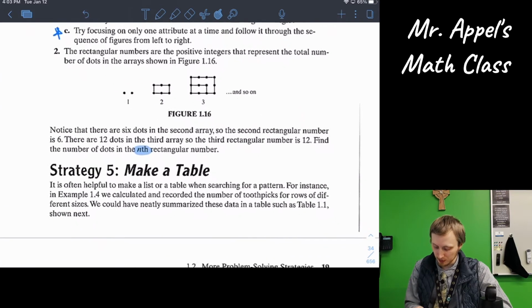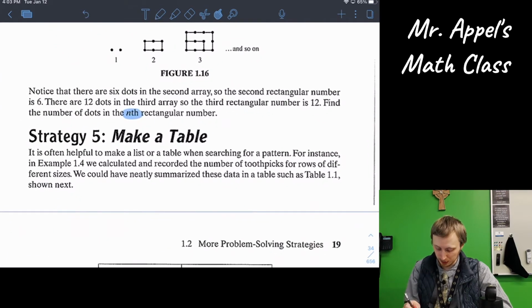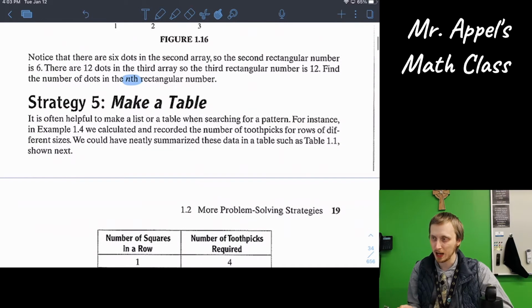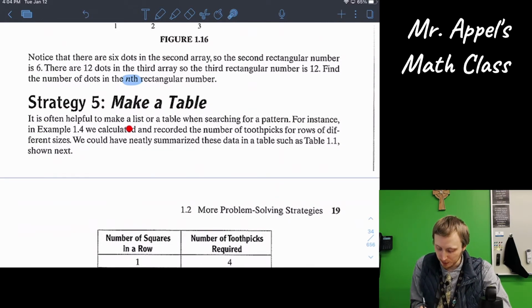All right, now that you've tested your mettle on those problems, let's look at strategy number 5, make a table. It is often helpful to make a list or a table when searching for a pattern. For instance, in example 1.4, we calculated and recorded the number of toothpicks for rows of different sizes. We could have neatly summarized these data in a table such as table 1.1, shown next.